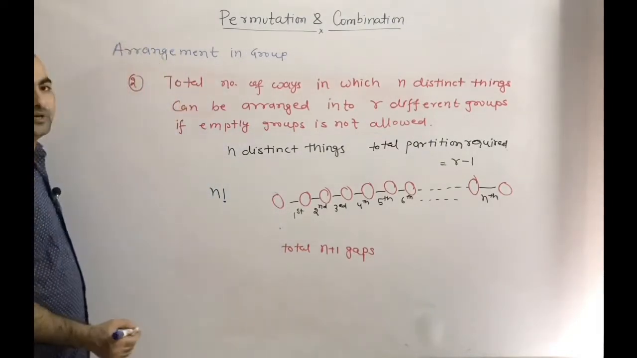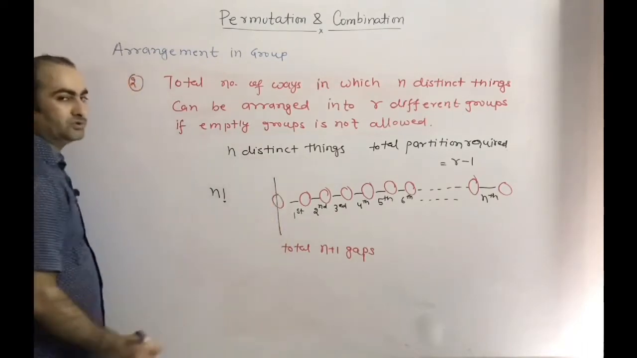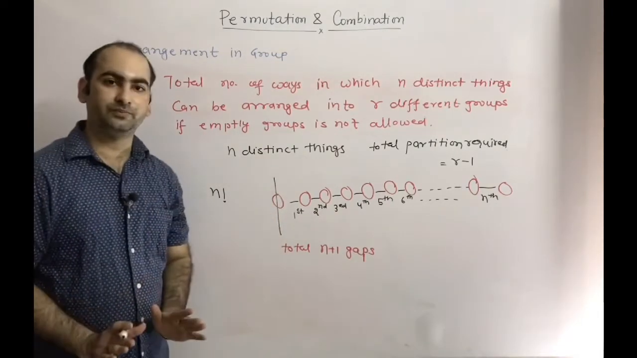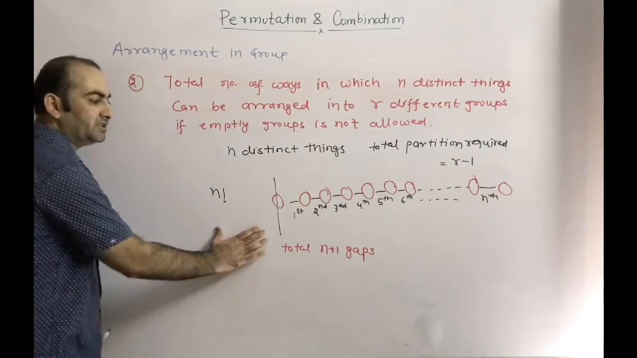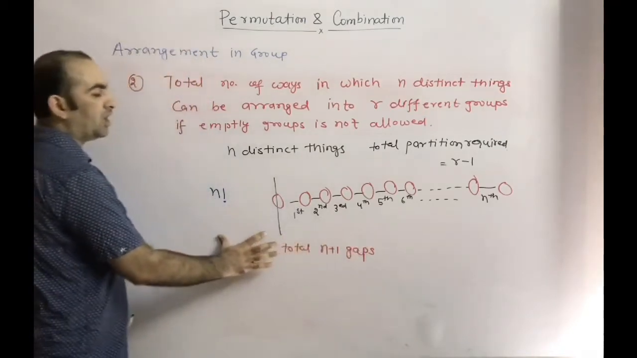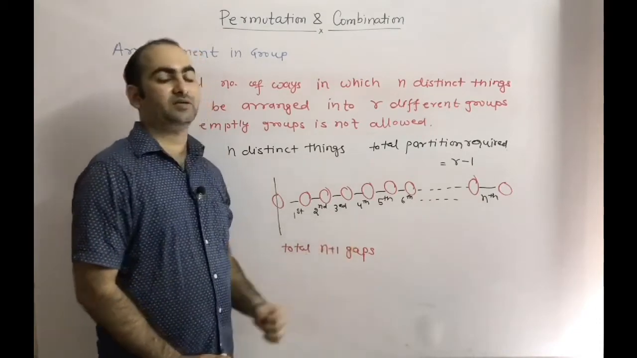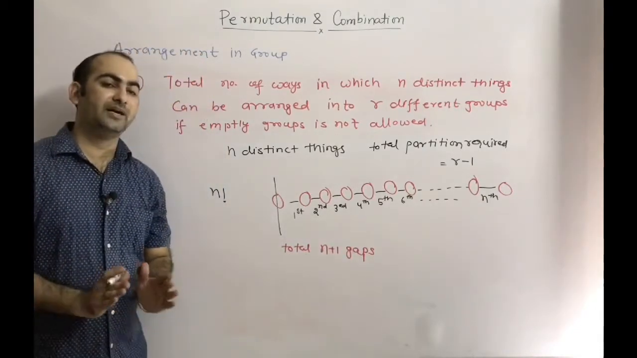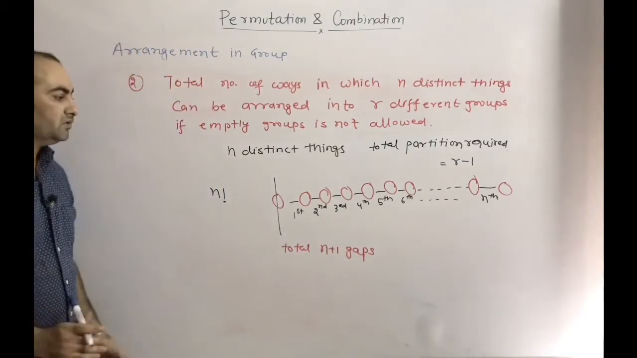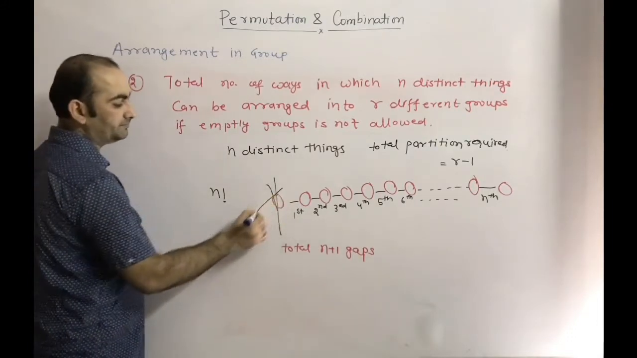Suppose you are putting a partition here. One partition divides into two groups, first group and second group. In the first group, how many things are there? Zero. In the second group, n things. But we want in each group at least one thing, so you have to neglect this gap.